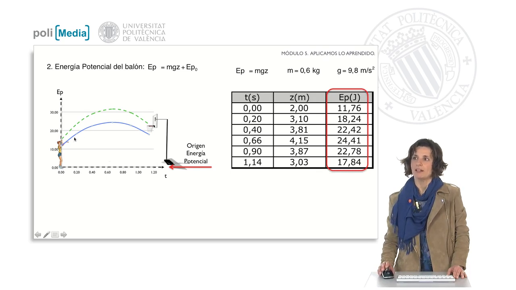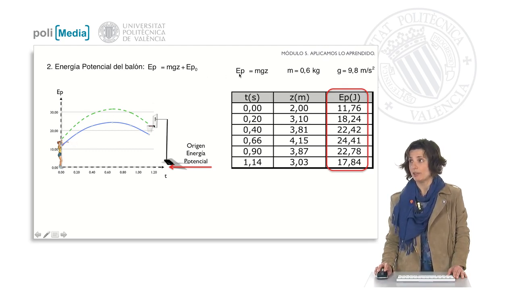In the graph, we remember the trajectory in dashed line, and then we have represented the potential energy in continuous blue line. As the potential energy is directly proportional to z, we can observe that when the height of the ball increases, the potential energy increases, and when the ball loses height, the potential energy decreases.